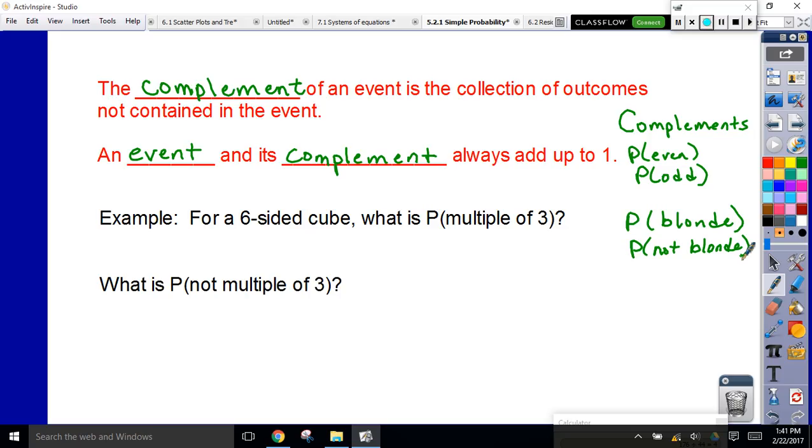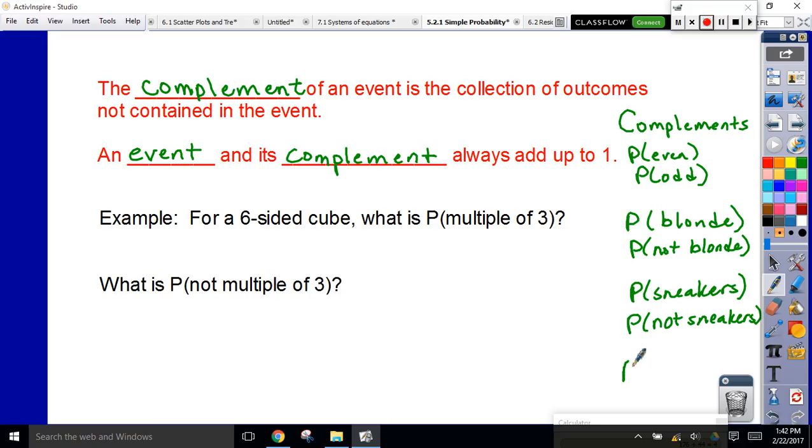Okay, what about this? What about if I say the probability that you are wearing sneakers? What's the complement of that? Not. There we go. You guys are getting it now. It's the probability of not sneakers.